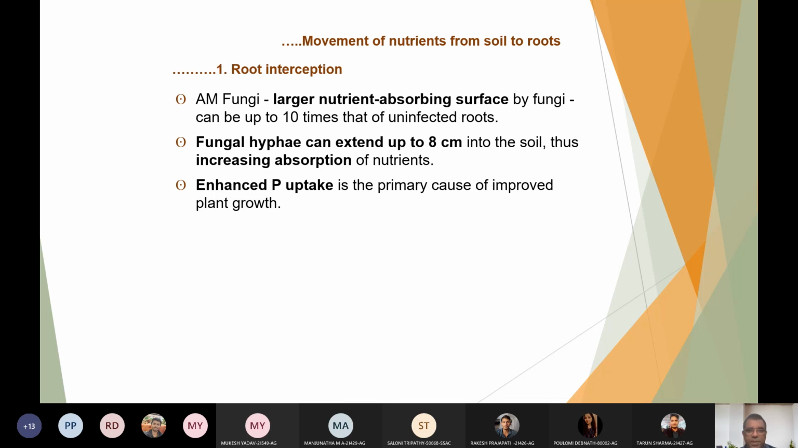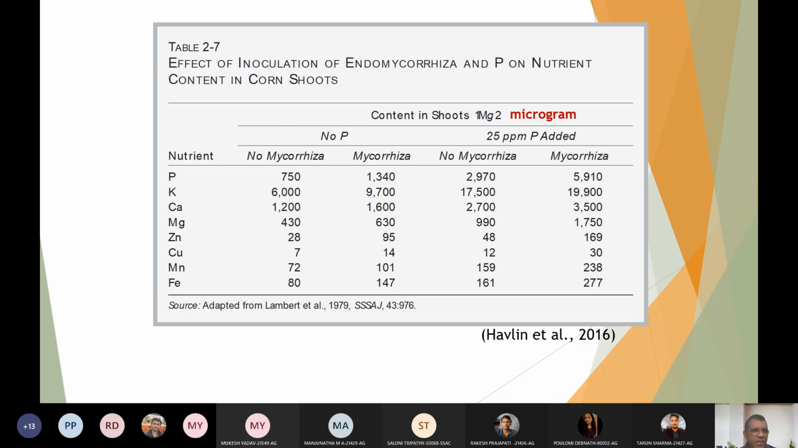Enhanced phosphorus uptake is the primary cause of improved plant growth. But they also absorb zinc, potassium, and other nutrients. So you can see here the effect of inoculation of endomycorrhiza and phosphorus on nutrient content in corn shoots. Try to understand the meaning of this table. It tells you that mycorrhiza was applied when there was insufficient phosphorus in the soil, and also when there was sufficient phosphorus in the soil, sufficient by applying it from outside.